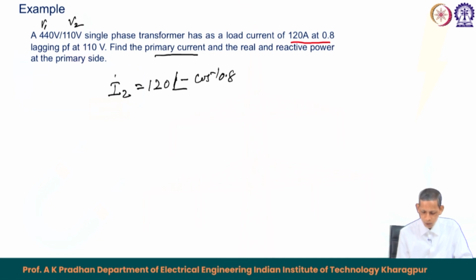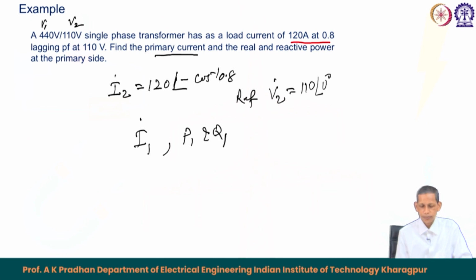This is with respect to the reference, if we consider V2 phasor to be equal to 110 with angle of 0 degree. So, the question asks us to find the primary current I1 phasor and the real and reactive power at the primary side, that is P1 and Q1.